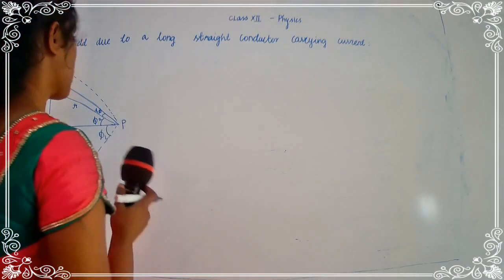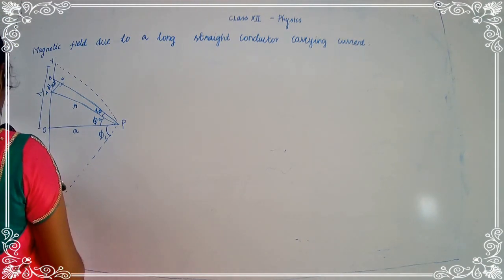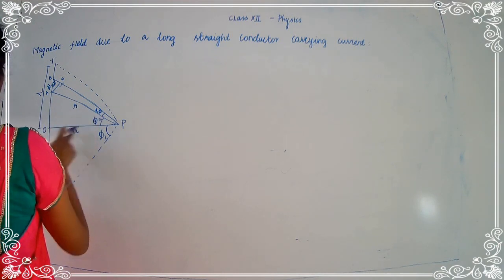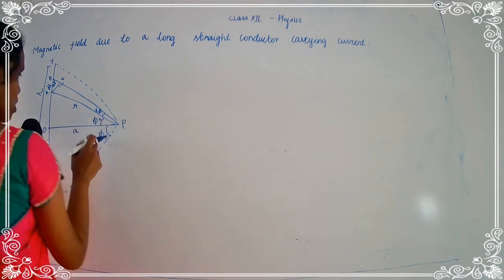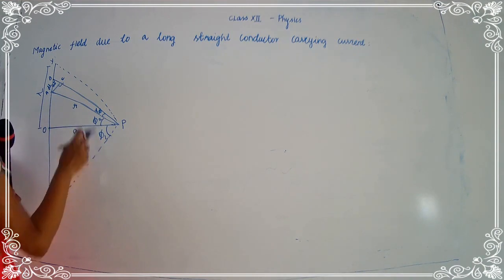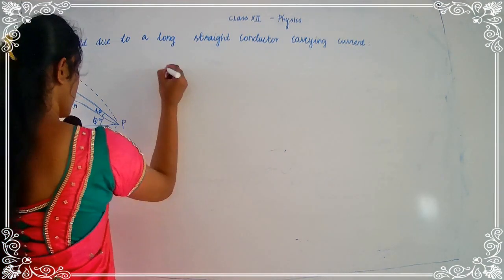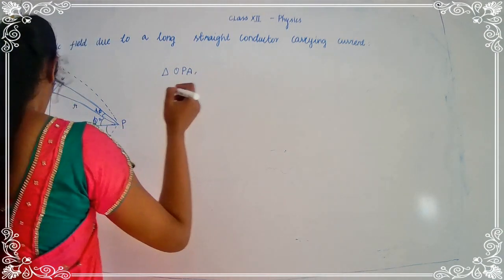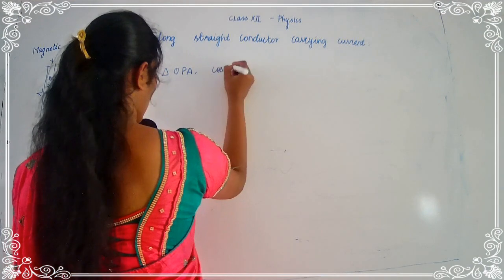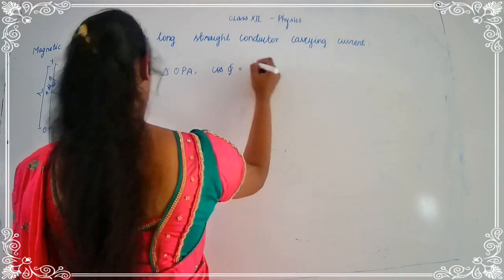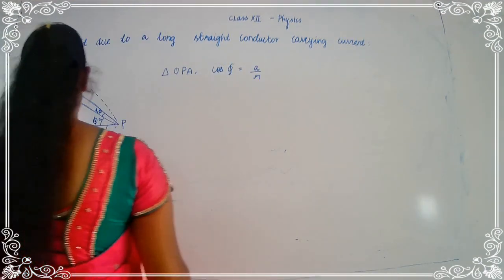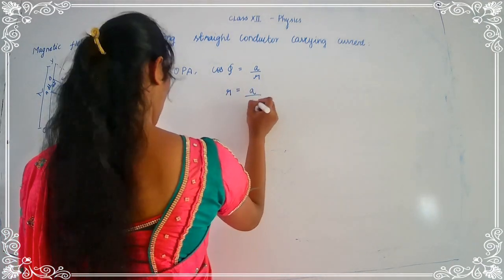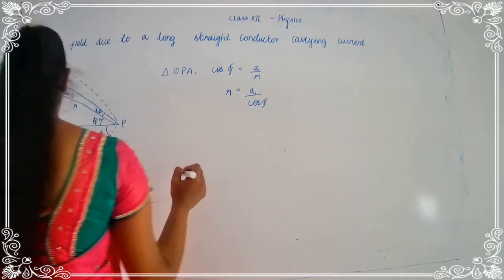Now, let phi be the angle between AP and OP. AP, OP, the angle between the two is phi. Here phi 2 and here phi. Okay, so let's take that. Take the triangle OPA. Here cos phi is equal to A by R. Cos phi is equal to A by R. Now, R is equal to A by cos phi.